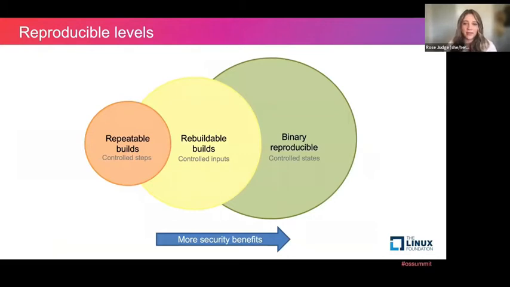So for each of these levels, there's an inherent overlap. Each subsequent level necessitates the one before it. Rebuildable builds are founded upon the same principles as repeatable builds, and binary reproducible builds incorporate all the requirements for repeatable and rebuildable builds with additional build process controls. At each reproducible level, we see an increased security benefit and more protection against malicious backdoor injections.